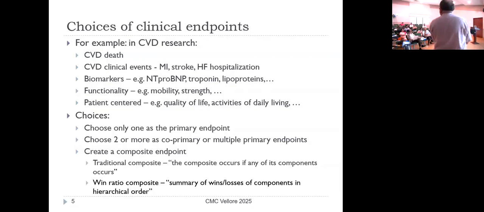Composite endpoint is putting things together. And the traditional composite is the composite occurs if any of its components occurs. There's a relatively new one called the win ratio. I don't know if you've heard about it. That is a summary of wins and losses of components in some hierarchical order. So there are different ways of constructing composites. Everything has an advantage, everything has a disadvantage. Okay?